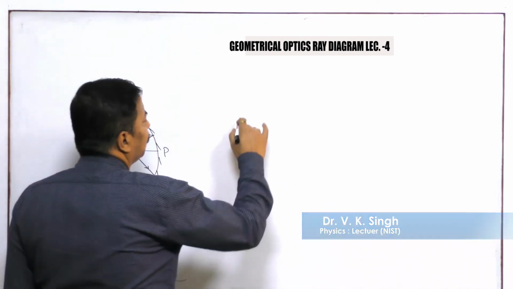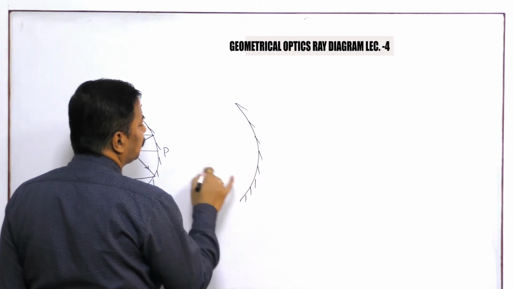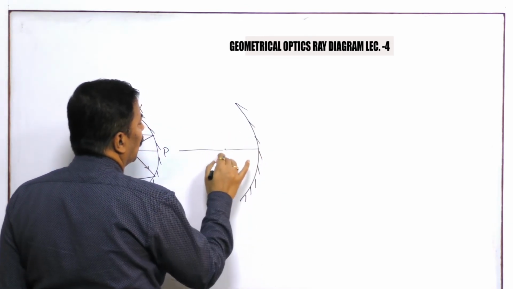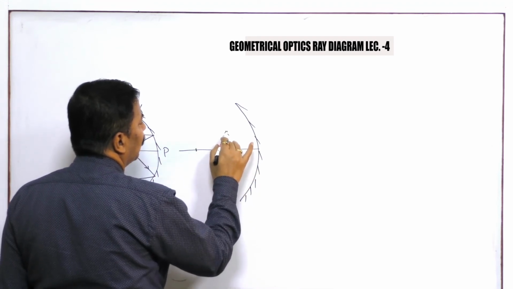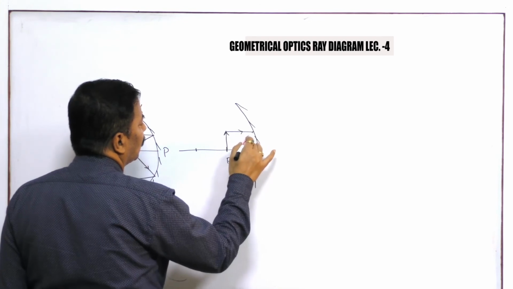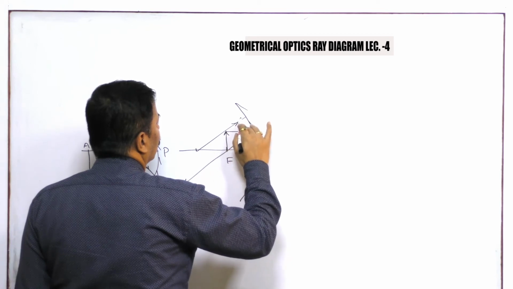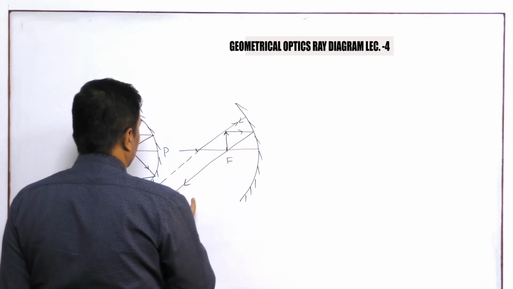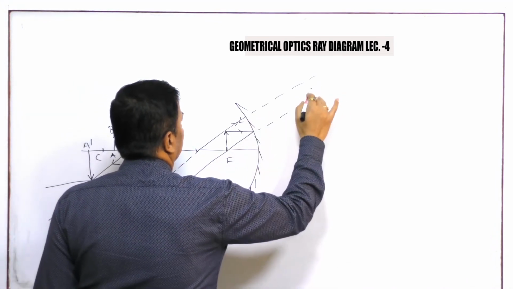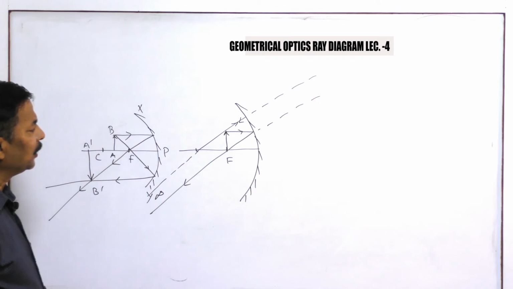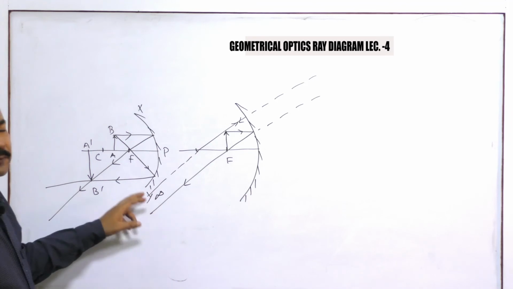Next case is that if the object is at focus itself, one ray parallel to the principal axis will go in this way, one ray will go through the center, and here you see they become parallel. They become parallel. So in this case, a highly magnified image is formed at infinity.